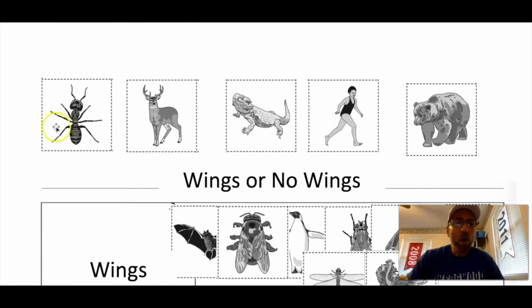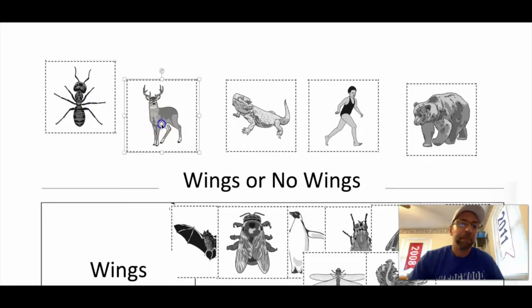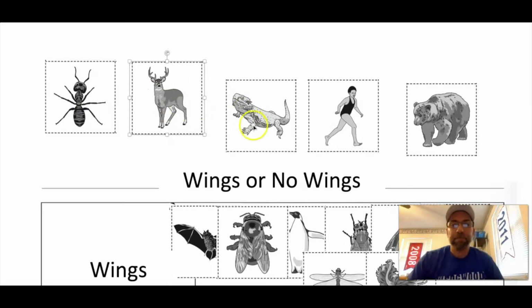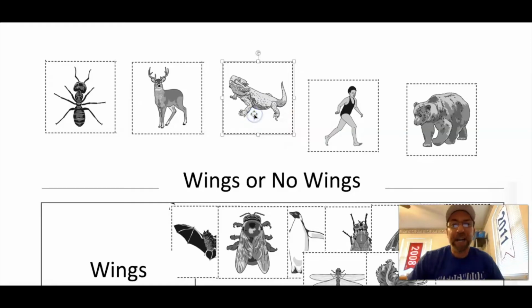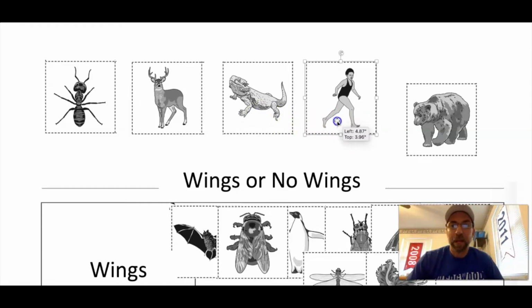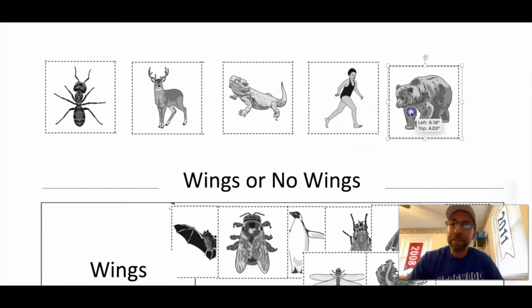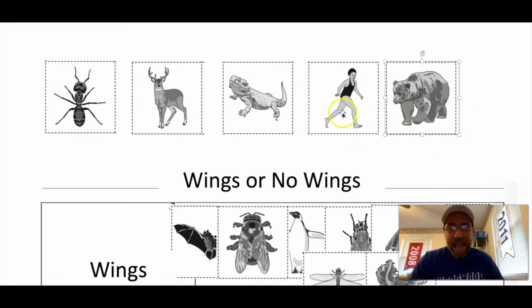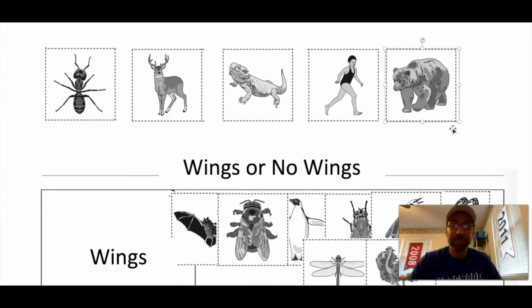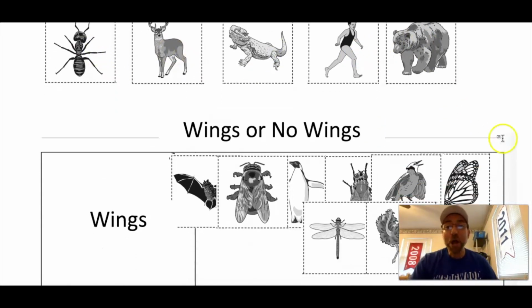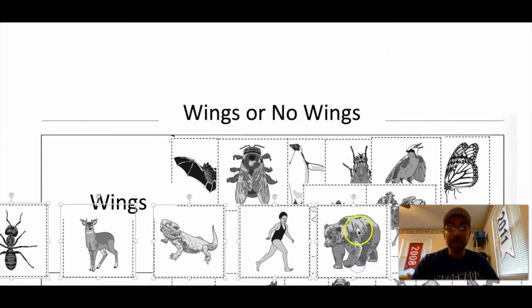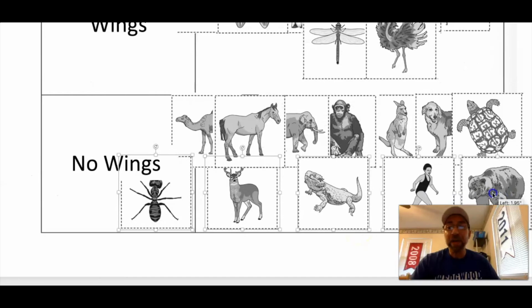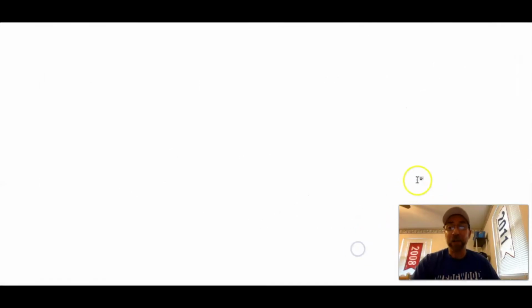Now, let's look at all of our remaining cards. An ant, a deer, an iguana, a human, and a bear. Do any of these cards show something that has wings? These cards all have no wings. So I am going to put them in the no wings category.